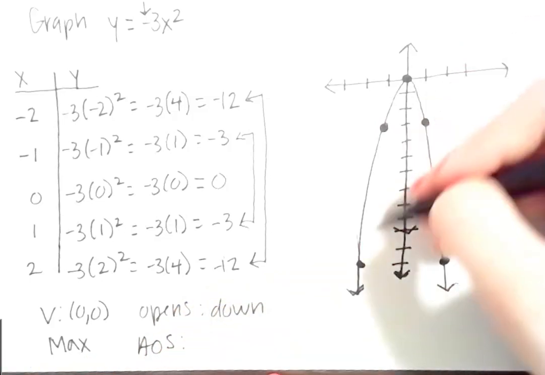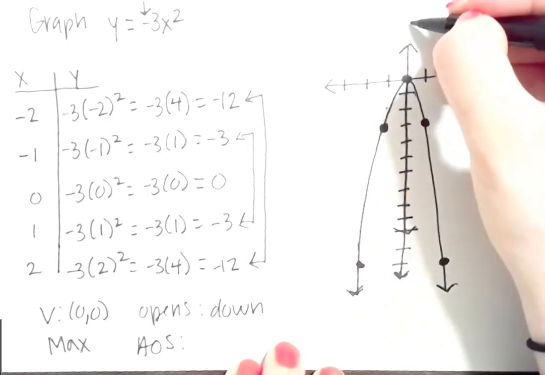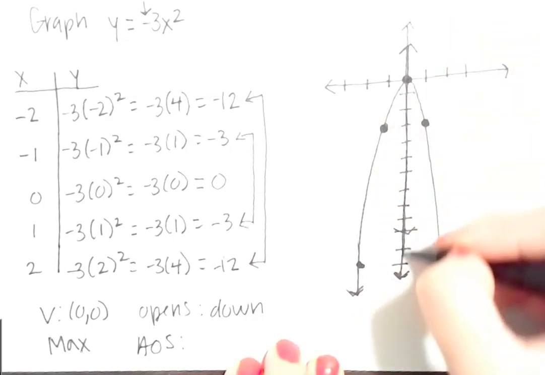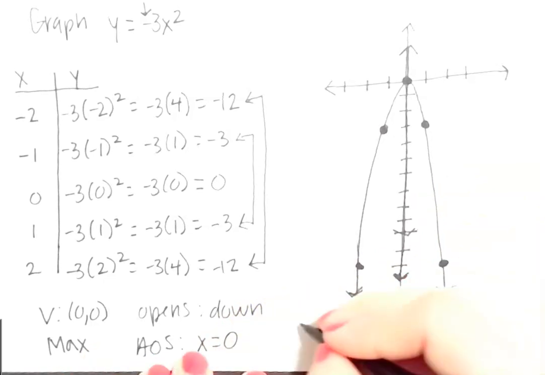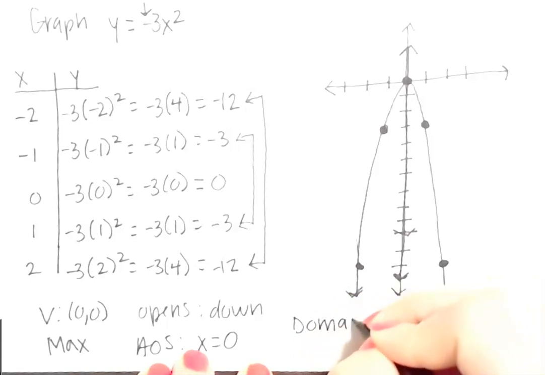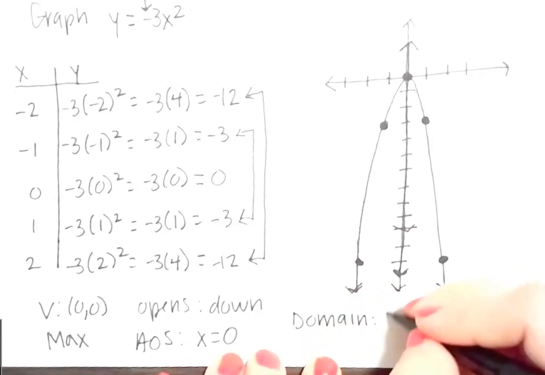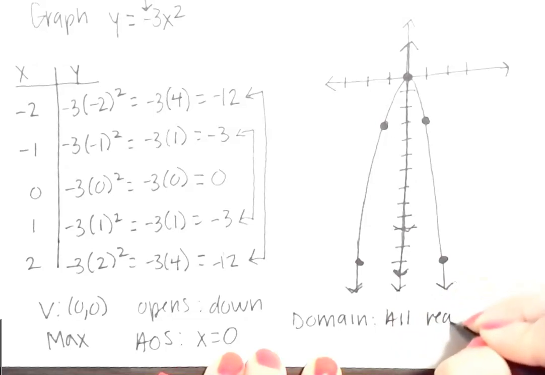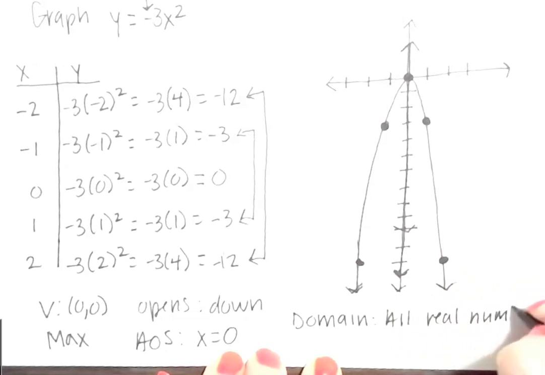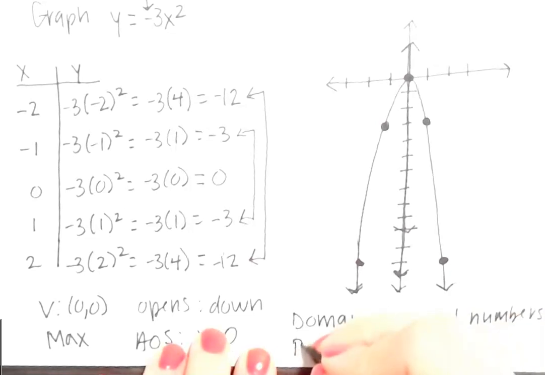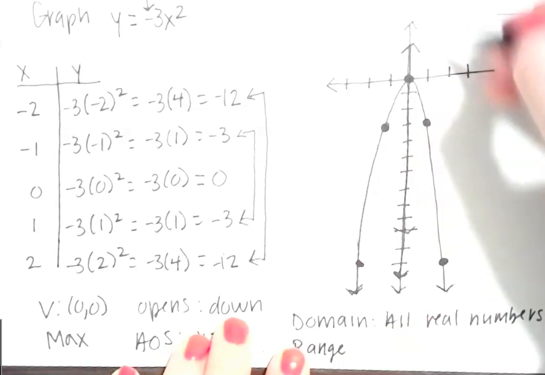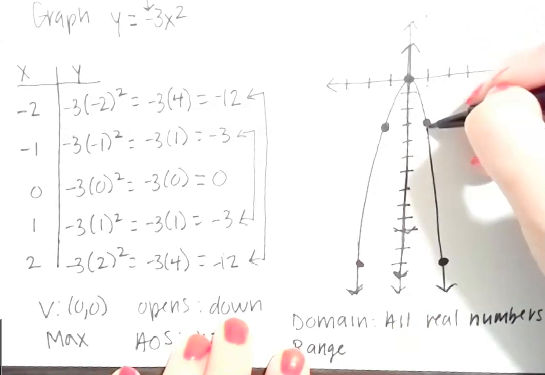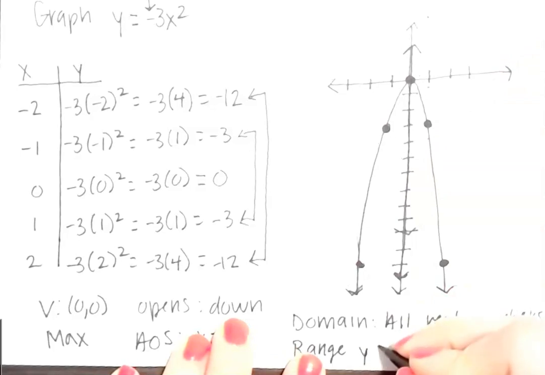Our axis of symmetry. So what line cuts my parabola in half? Again, that is this y-axis here. So x equals 0. Our domain is all real numbers. And our range, so again, are we thinking is our graph happening above 0 or below 0? It's happening below 0. So I want y is less than or equal to 0.